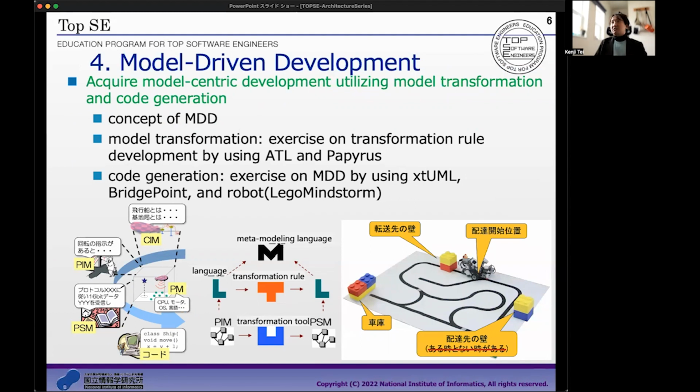But this architecture course series also provides the advanced courses. One of them is model-driven development. Model-driven development is now known as low-code development or no-code development, as many industries have much attention on those types of software development. The basic principle of model-driven development is shifting the software development abstraction level from code to models. So it requires model-centric development.